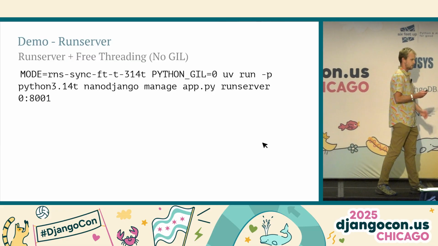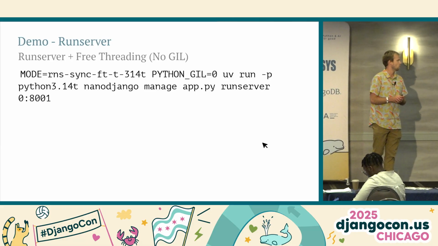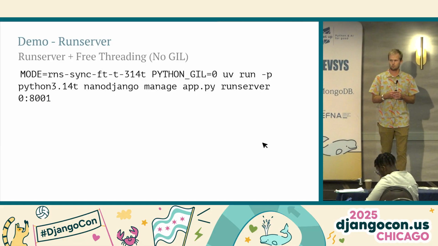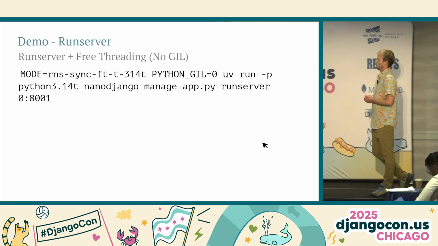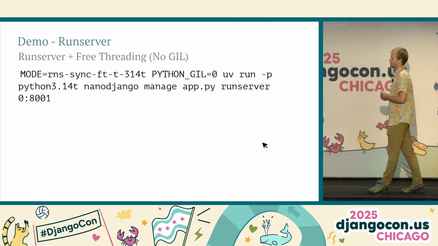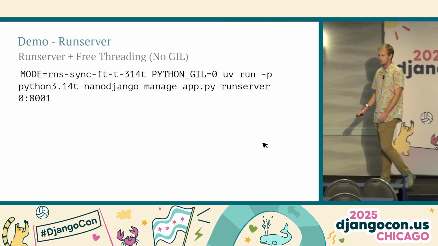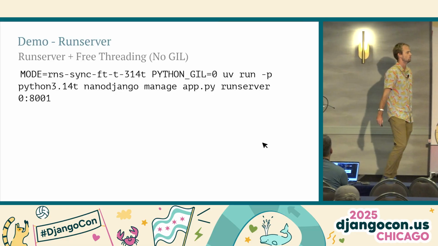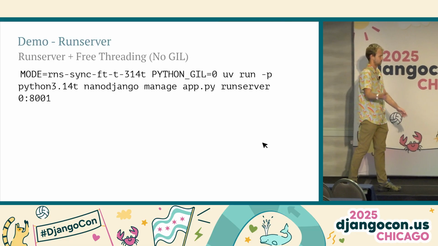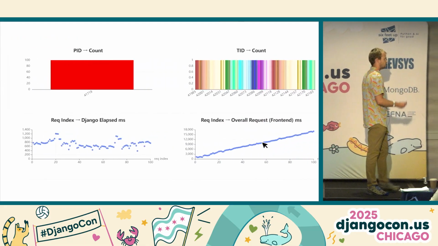Thanks to Richard and Nano Django, and thanks to uv, there is a pretty easy way to take this project and run it in the version of Python coming out next month in free-threaded mode. And I'm explicitly disabling the GIL because if there are third-party packages that haven't opted into this new mode, Python will turn the GIL back on. And I'm saying no, turn the GIL off.